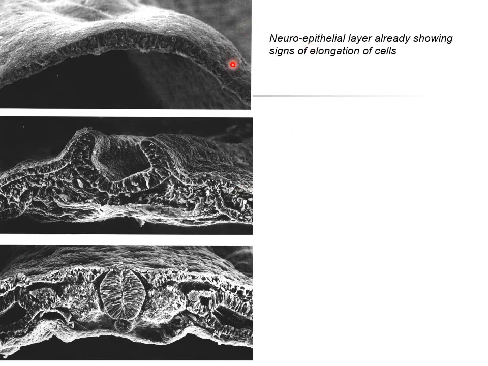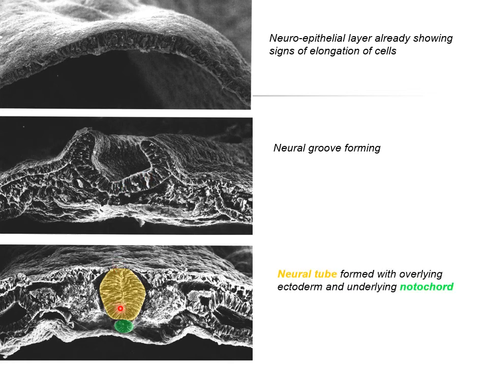Here you can see the neuroepithelial layer already showing signs of elongating cells. Now the neural groove is forming. And the last one shows the completely closed neural tube. This is the notochord and this is the overlying ectoderm.